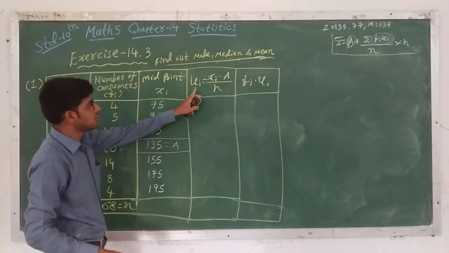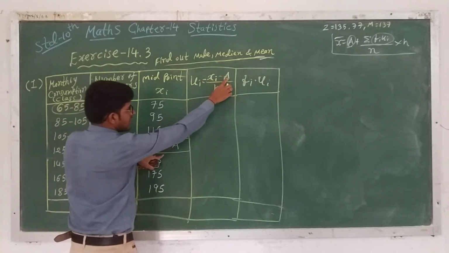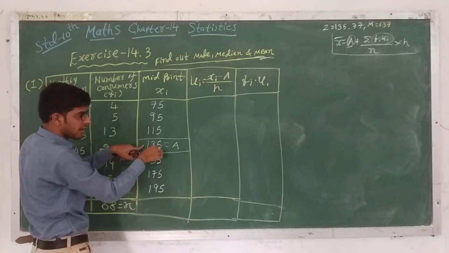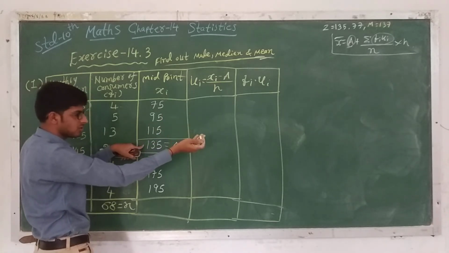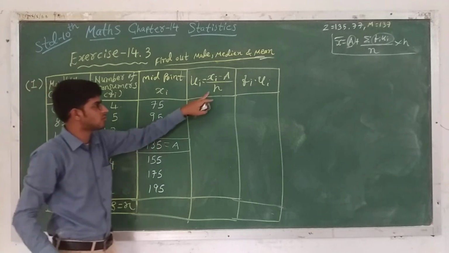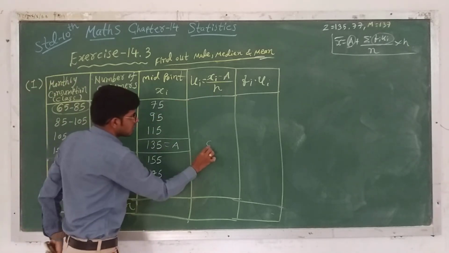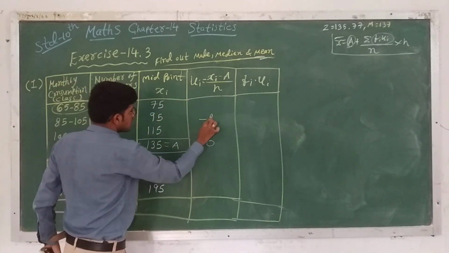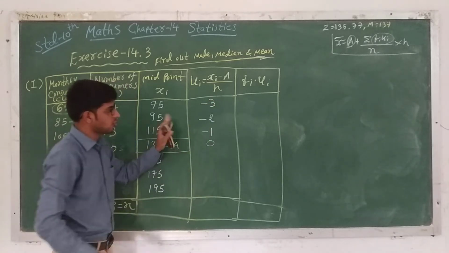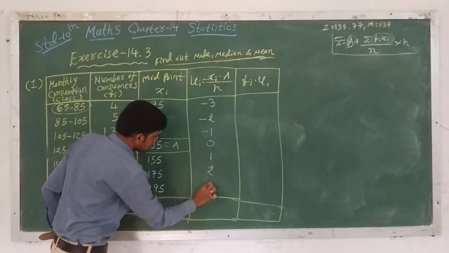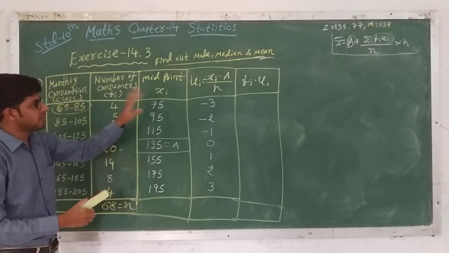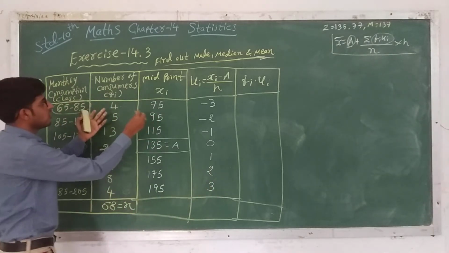Now find out the UI. So xi minus a divided by h. The value of xi and the value of a are both the same. So 135 minus 135 will be 0 divided by 20, because h is 20. So the answer will be 0. Here minus 1, minus 2, minus 3. We have to find these by using this formula. Here 1, 2, 3.